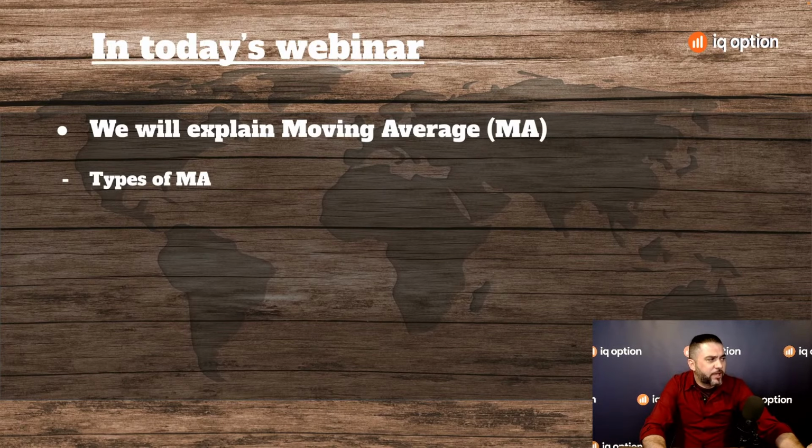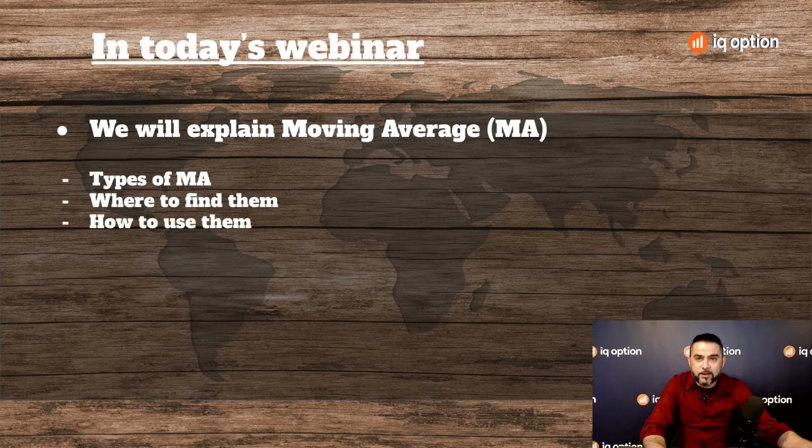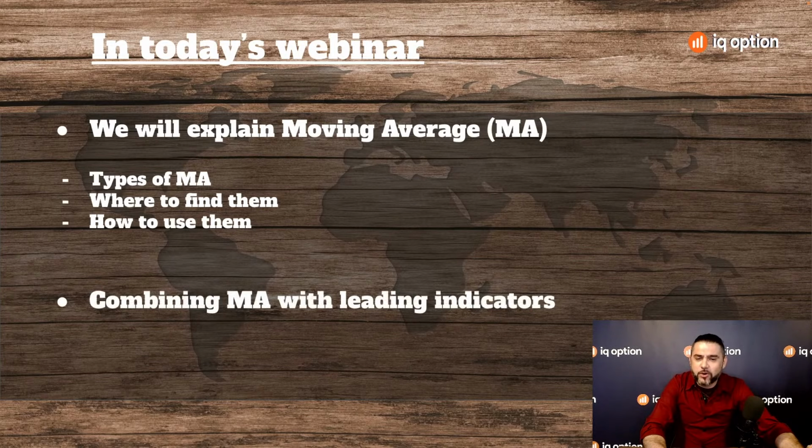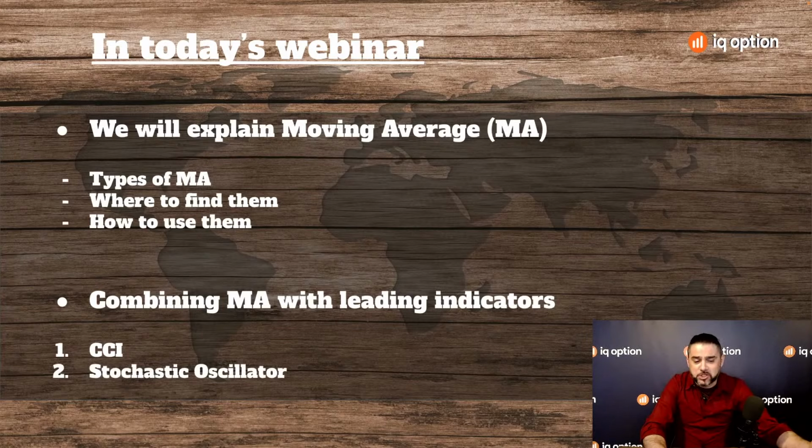So we're going to take a look at the types of moving averages, where to find them on our platform, how to use them, very important how to use them, and then we're going to show how to combine the moving averages with some leading indicators. Examples will be the CCI and the Stochastic Oscillator. My favorite of the two is the stochastic, and RSI would be my all-time favorite from leading indicators.